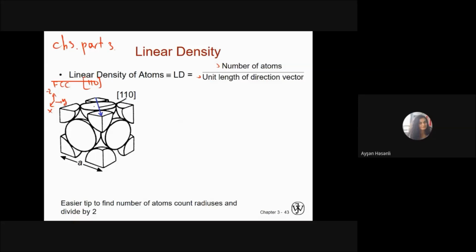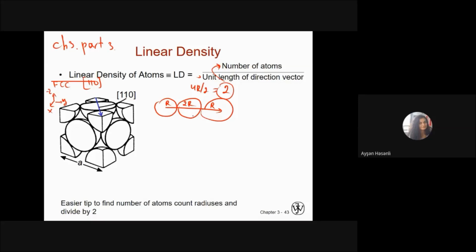Now, how many atoms this direction goes through? I have one radius over here. Let's take it out. One radius, two radius, and one radius over here. So in total, 4 radius divided by 2, you get 2. That means number of atoms this direction goes through is 2.